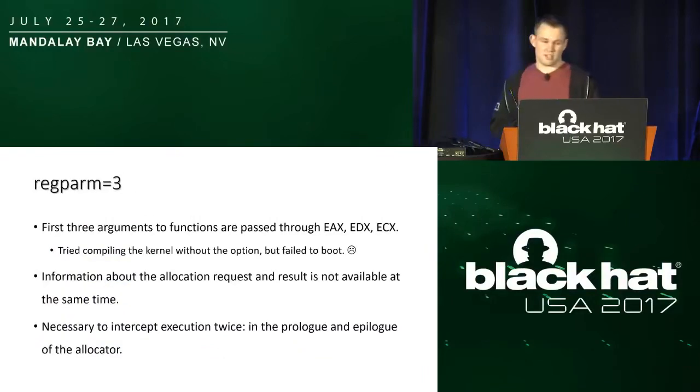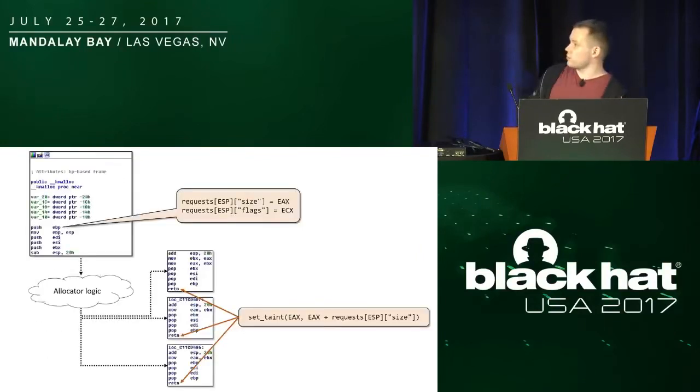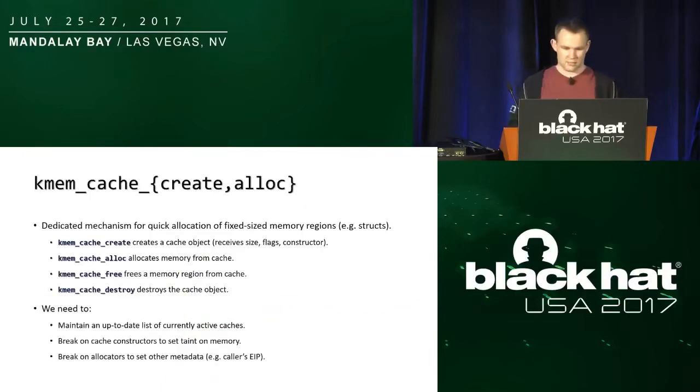We also have problems such as the fact that we have a different calling convention with arguments passed through registers and not the stack. So instead of just hooking into a single read instruction, we actually have to hook into both the prologue of the function in order to save information about the allocation request, and then we have to hook into the return instruction in order to be able to read the address that was being allocated, and then we can set the taint.